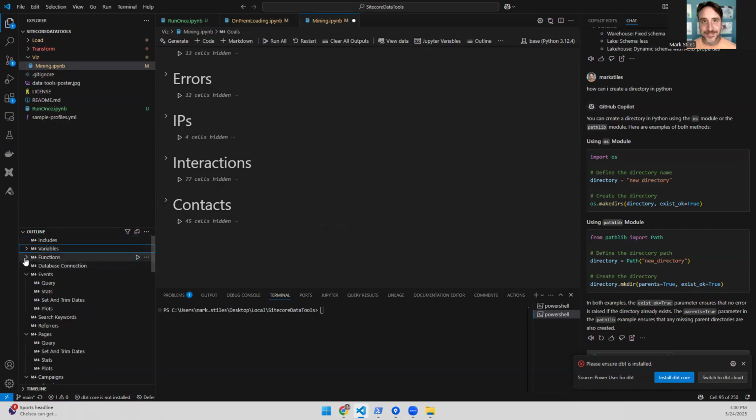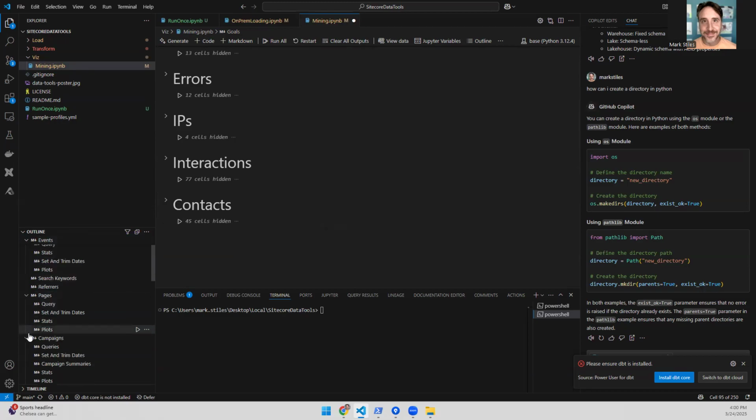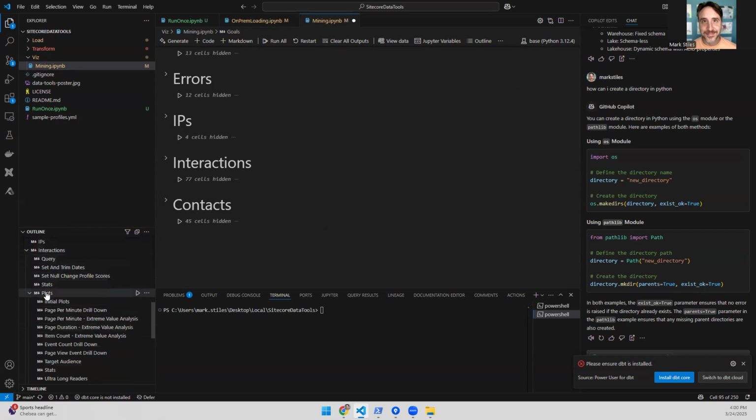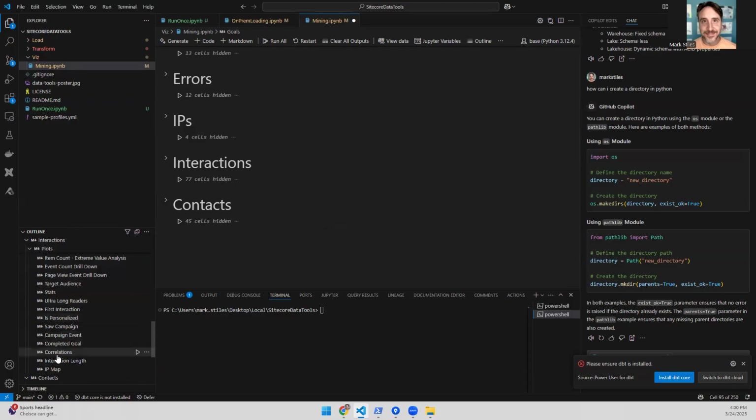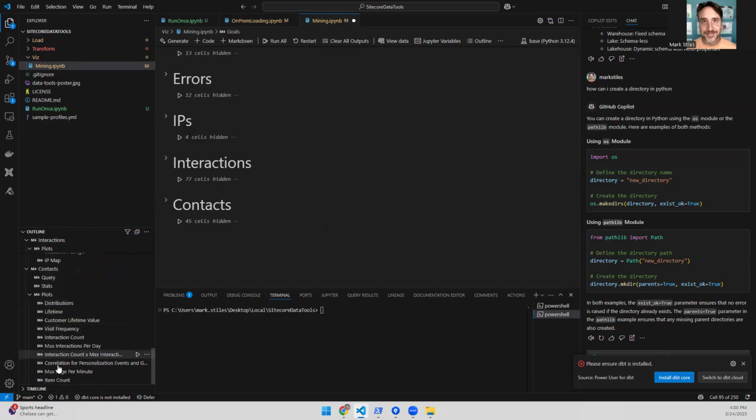I can show you some of the outline here just to give you a sense of how much there is in here. For the areas, the interactions actually has a subsection of plots. There's quite a few plots. Not all of them I show here, but I have a lot that you can use in the contacts as well. This is the stock you get out of the box. This is the open source project that I'm working on right now. You can take this, run it on your own database, and start to get your own data. The hope is that we can correct this problem.